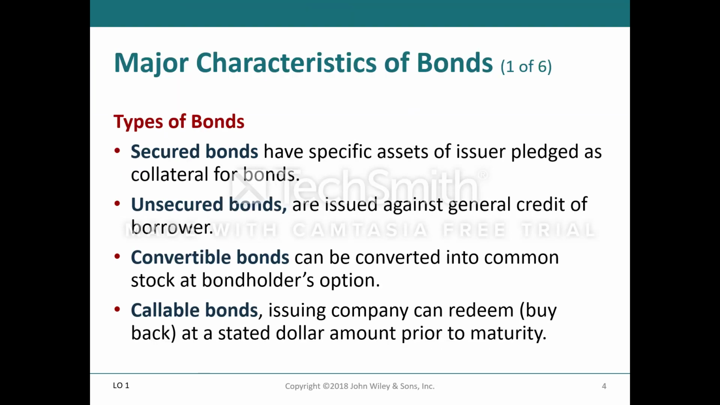So types of bonds, you have secured bonds, unsecured bonds, convertible bonds, and callable bonds. Secured bonds have specific assets of the issuer pledged as collateral for the bonds. Unsecured bonds are issued against the general credit of a borrower. Convertible bonds can be converted into common stock at the bondholder's option, and with callable bonds, the issuing company can redeem or buy back at a stated dollar amount prior to maturity.